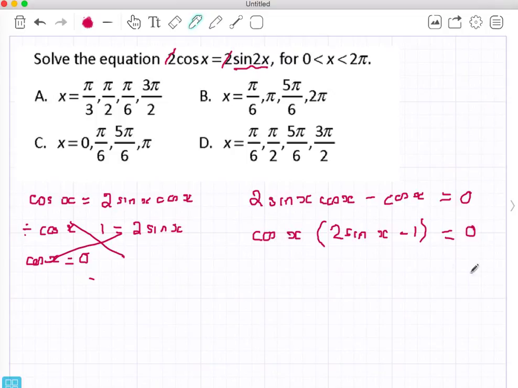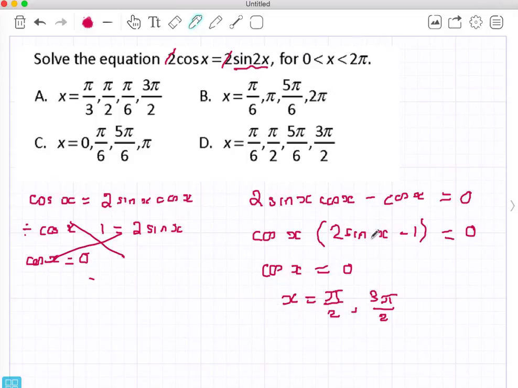So either I want cosine x to be 0, so I'm just going to take that as cosine x equals 0, and if cosine x equals 0, you can check this out. This is a non-calculator, and you should know this, that x is pi over 2 or 3 pi over 2, and they're the only solutions in this range.